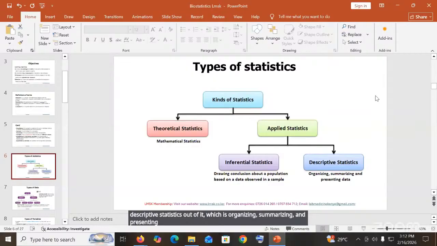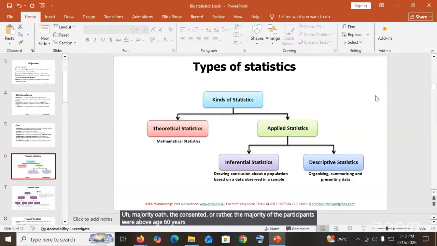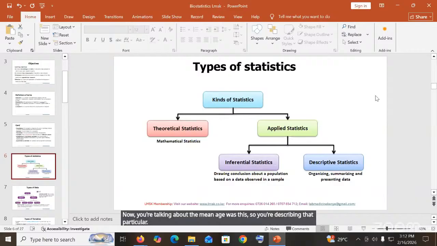You organize and summarize. That gives a summary. For example, the majority of the participants were above 60 years of age. That means you're giving a description. You're not drawing a conclusion. Now you're talking about the mean age was this, so you're describing that particular group. So that comes under descriptive statistics.